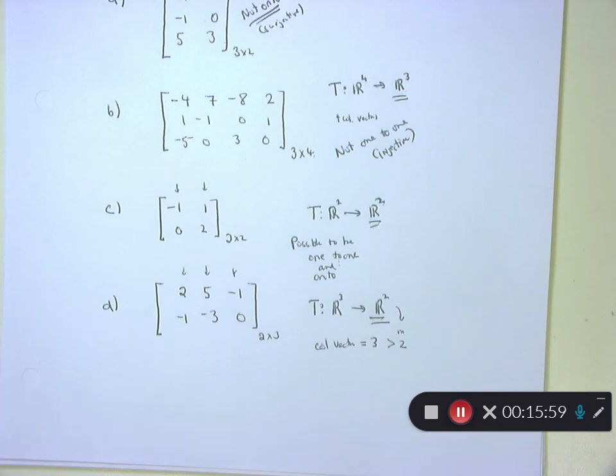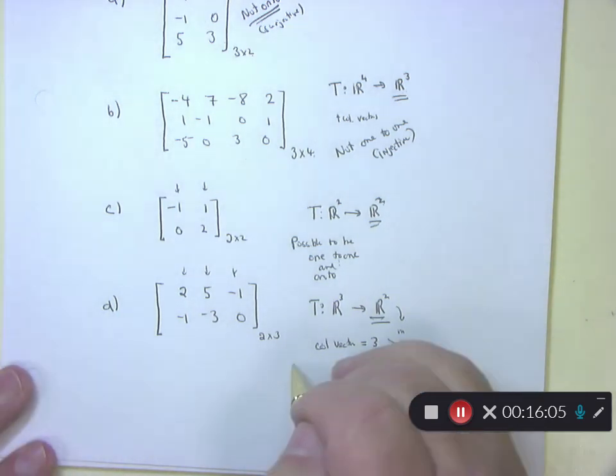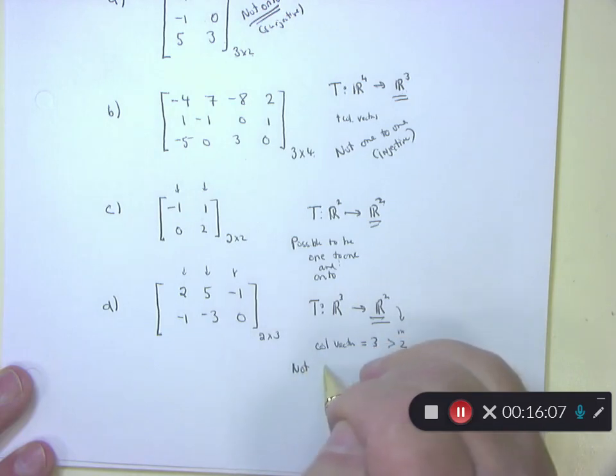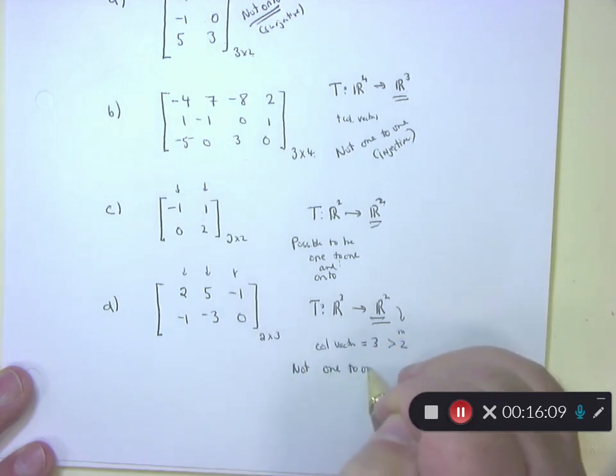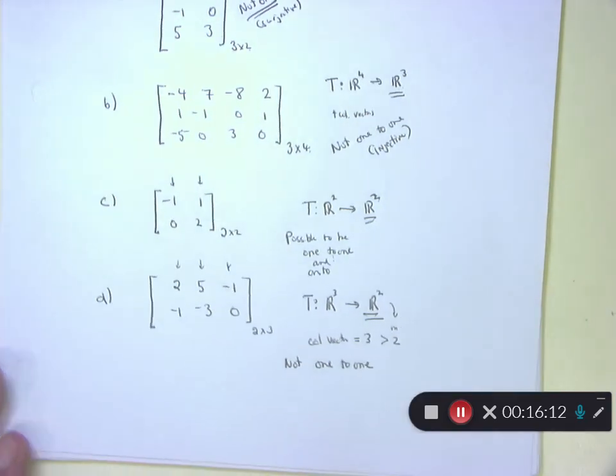It's possibly onto, but definitely what? Not 1-to-1, that's what I'm after. Definitely not 1-to-1. Does that make sense? And again, what's my reasoning?